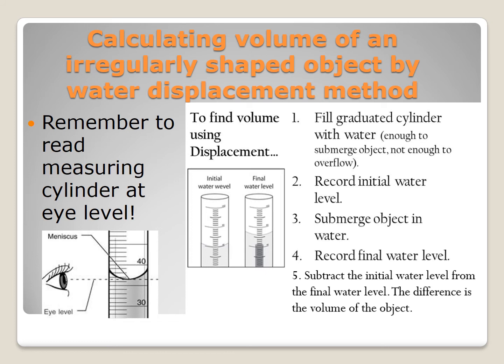Now, this particular reading will be for irregular shapes. You fill the graduated cylinder with water, enough to submerge the object, not enough to overflow the measuring cylinder. You would record the initial water level, submerge the object in the water, and record the final water level. After you have done this, guys, you will subtract the initial water level from the final water level. The difference is the volume of the object.